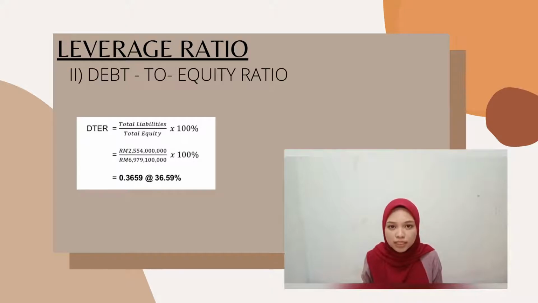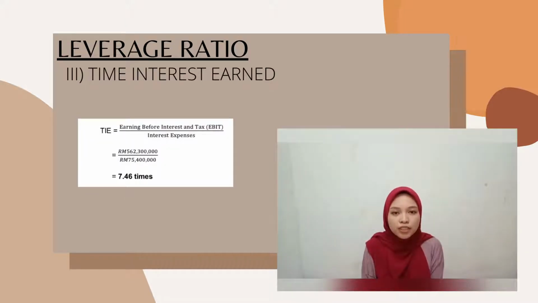The next leverage ratio is the times interest earned. The formula is earnings before interest and tax divided by interest expenses. The times interest earned for IOI Corporation Berhad is 7.46 times, which is lower than the industry average. So it shows that IOI Corporation Berhad has the ability to pay its interest charges out of its operating profits.